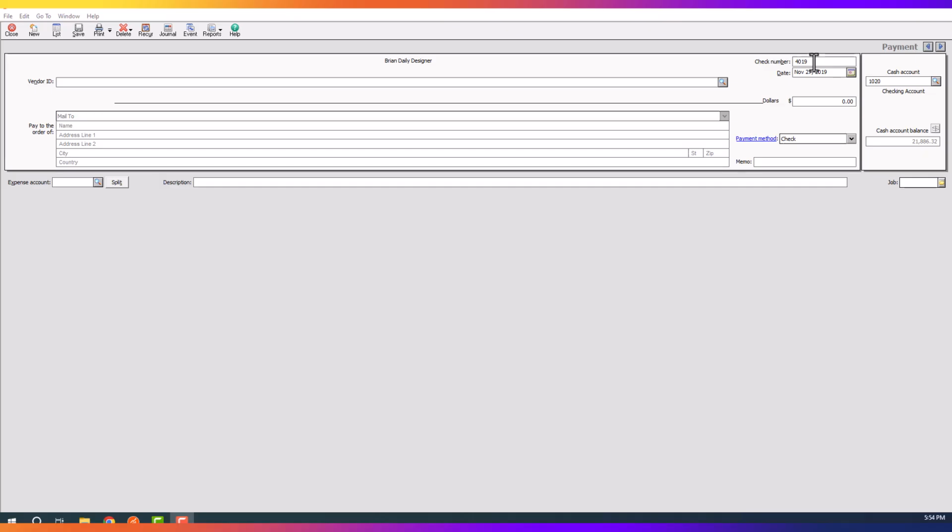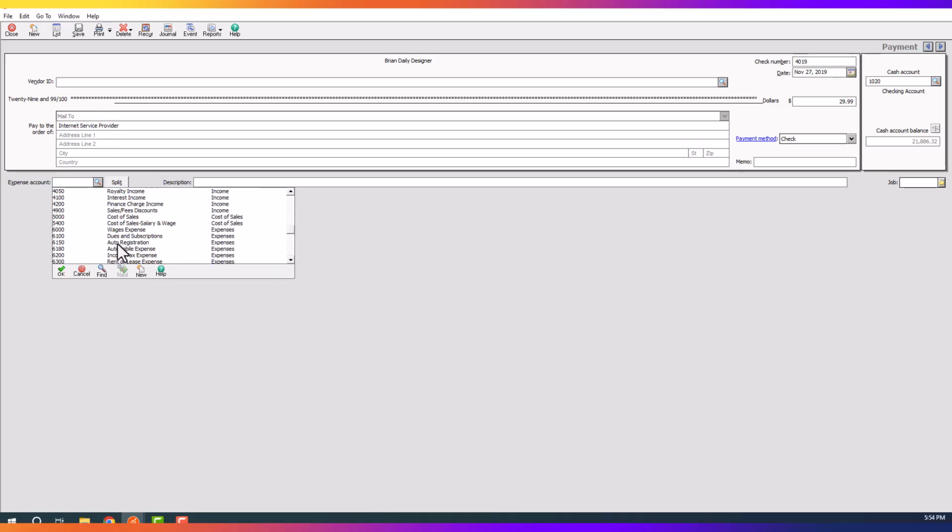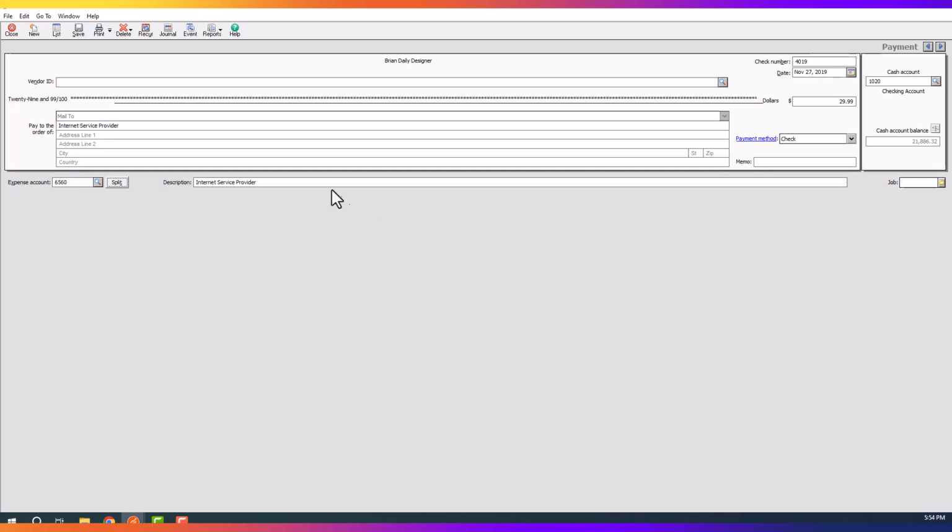Looks like we have another check, 4019. We'll enter the details from the book. Got the amount in there, got the name. Since we're paying the internet service provider, we have an expense account for that in our list. And let's see, it's account number 6560. Make sure all your details are matching up and save the transaction.